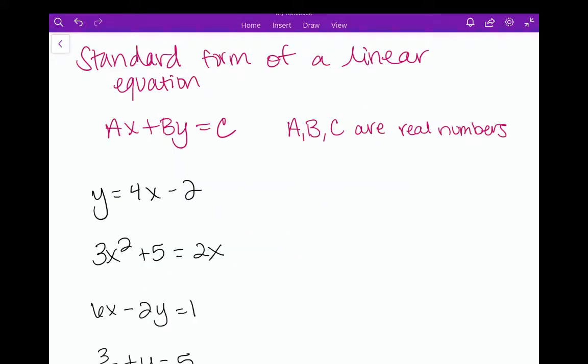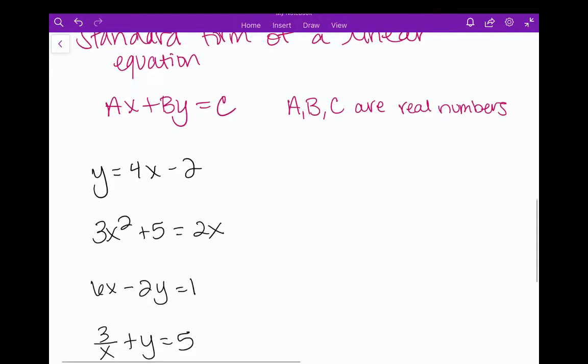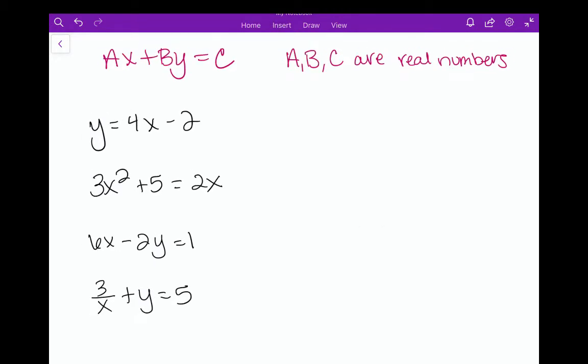Standard form of a linear equation is ax plus by equals c. A, b, and c are real numbers. And then x and y, those are our variables, our independent and our dependent variable. So how do we know if it's linear from an equation? Well, it needs to somehow be able to be written like this. If we can't rewrite it in that form, then it's not linear.